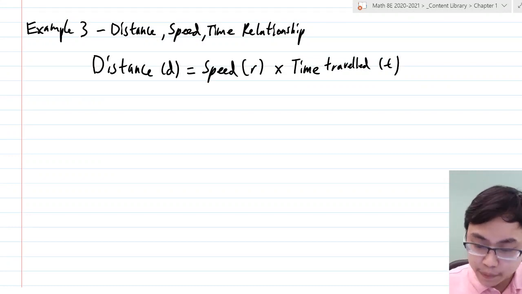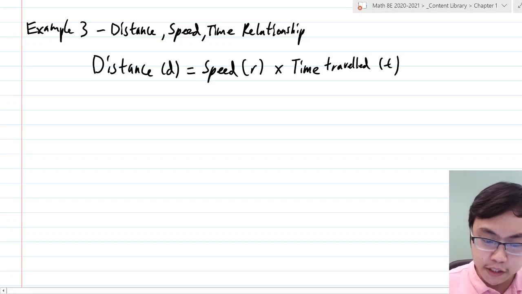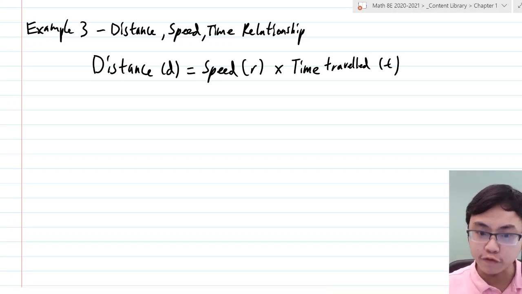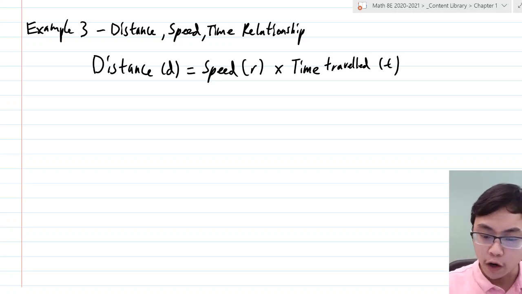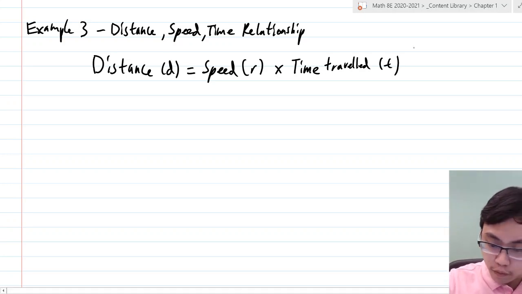Now the last example, I know we are going into 11 minutes. I'll try to be as quick as possible. It's going to be the distance, speed, and time relationship. So distance, we all know that there is a formula. Distance is equal to speed times time traveled. Speed is using R. R stands for rate. And then distance is D, time is T.